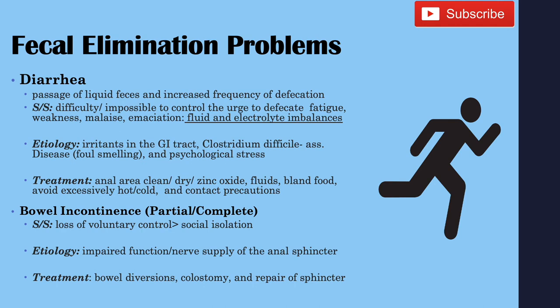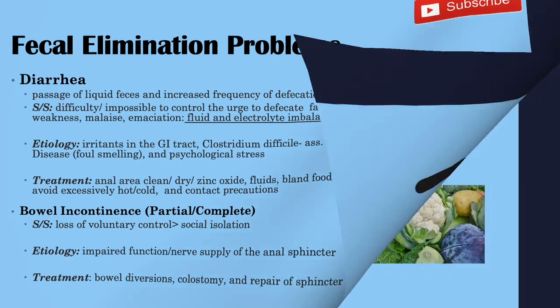And bowel incontinence can be partial or complete. And when a patient has diarrhea, they are somewhat incontinent because they can't control their bowels in some instances. In bowel incontinence, if it's partial, it means that they can't control their flatulence or passing gas or have minor soiling problems. And if it's complete, it means that they don't have any control over their bowels. And a sign and symptom is just the loss of voluntary control over the bowels. And a nursing diagnosis related to it is social isolation. And the cause of bowel incontinence is usually impaired function or nerve supply of the anal sphincters, and the treatment includes bowel diversions, a colostomy, and repair of the sphincter.